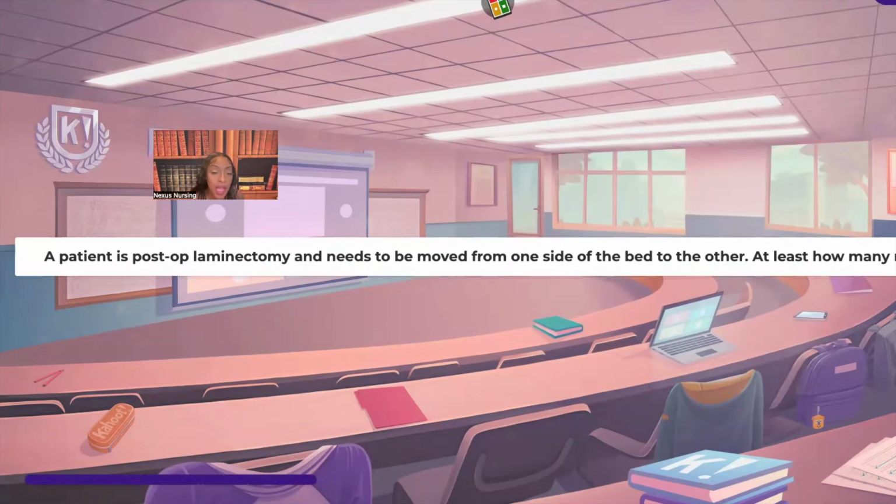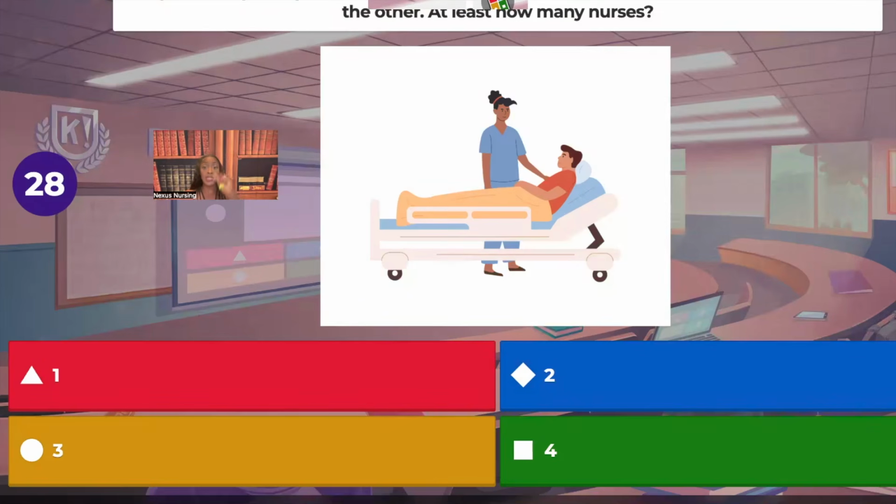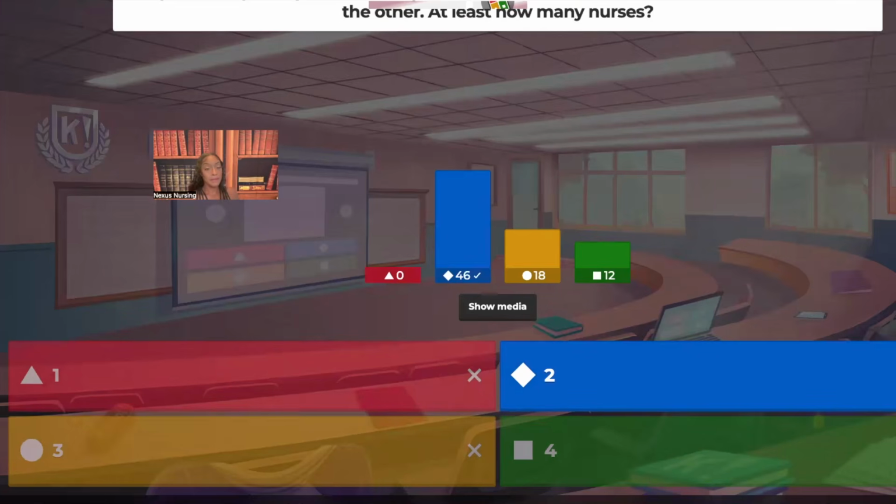Okay, a patient's post-op laminectomy and needs to be moved from one side of the bed to the other. How many nurses is this going to take? At least one, two, three, or four. A patient is post-op laminectomy and they need to be moved from one side of the bed to another. At least how many nurses would this take? Very good.